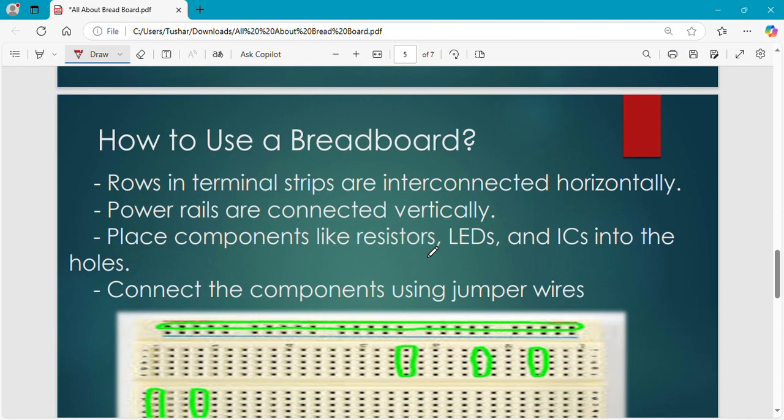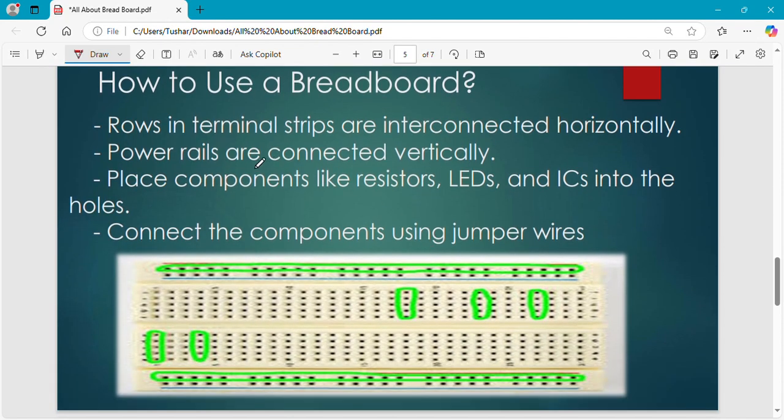Now, how to use that, I have already told you. I am explaining again. Rows in terminal strips are connected horizontally. You can see here, these holes are connected horizontally.